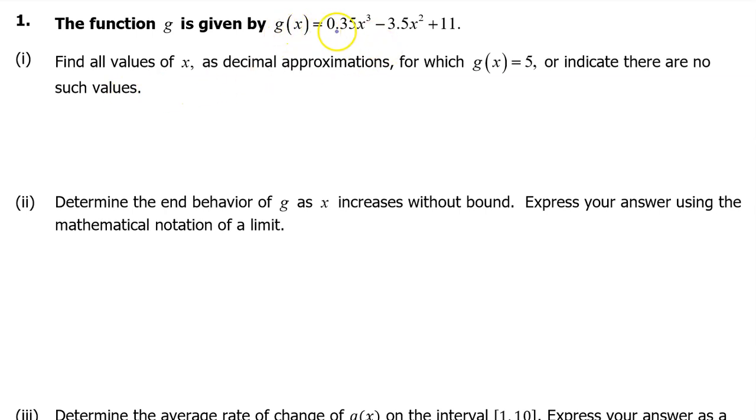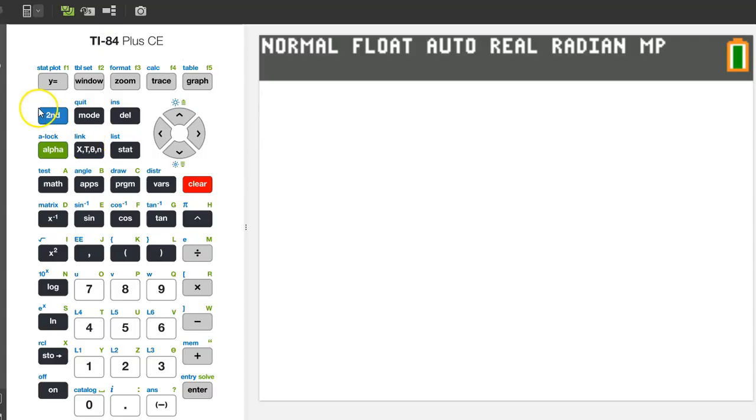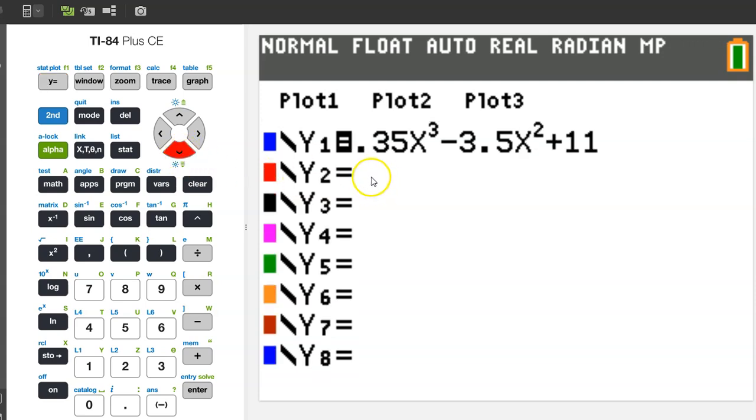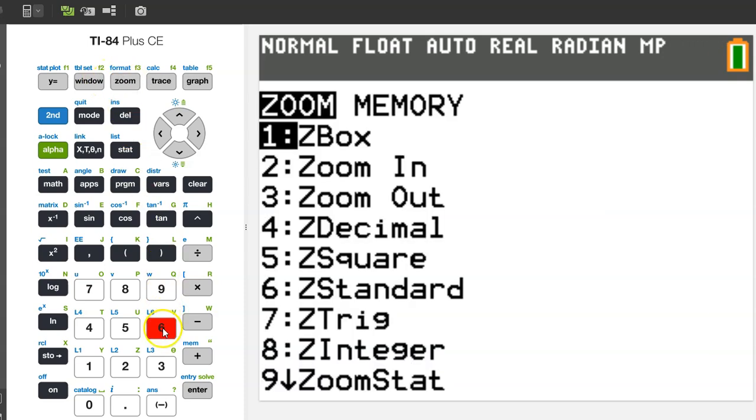Let's enter g of x as y1 in the graphing calculator. Just hit the y equals button and type in the equation like this. Since we need to find where g of x is equal to 5, let's also enter 5 as y2. Hit zoom 6 to take a look at the graph.